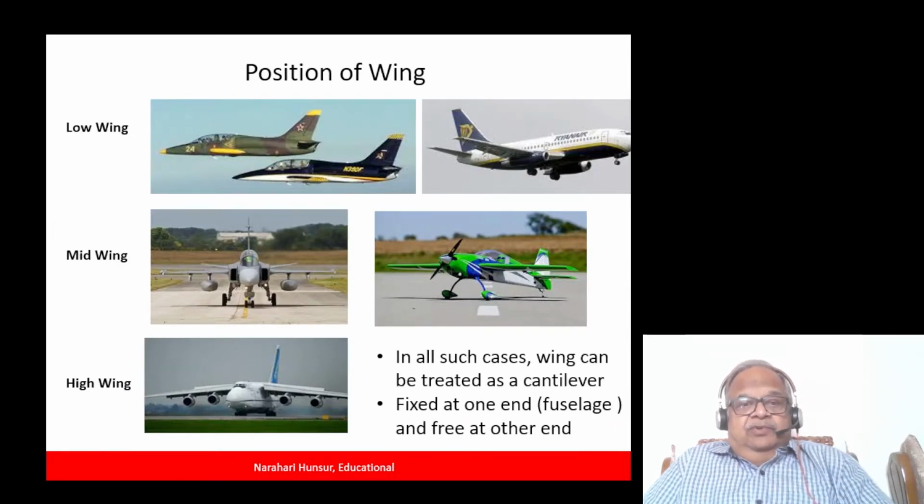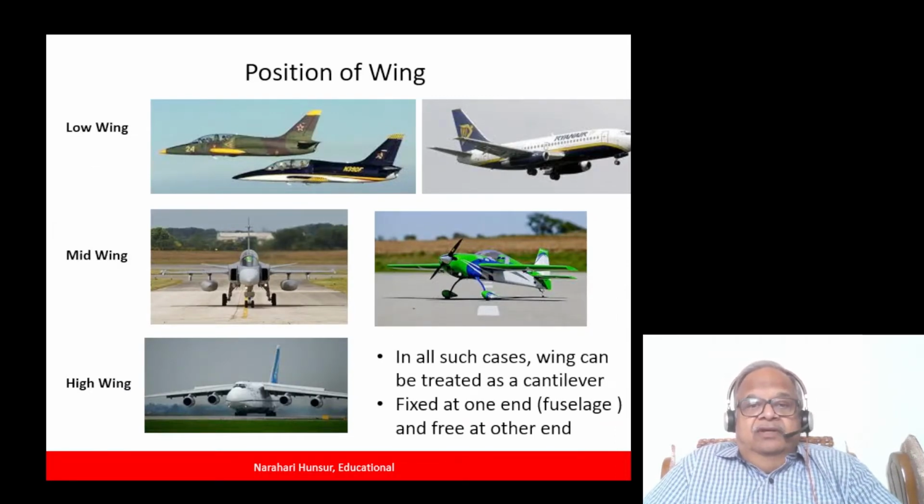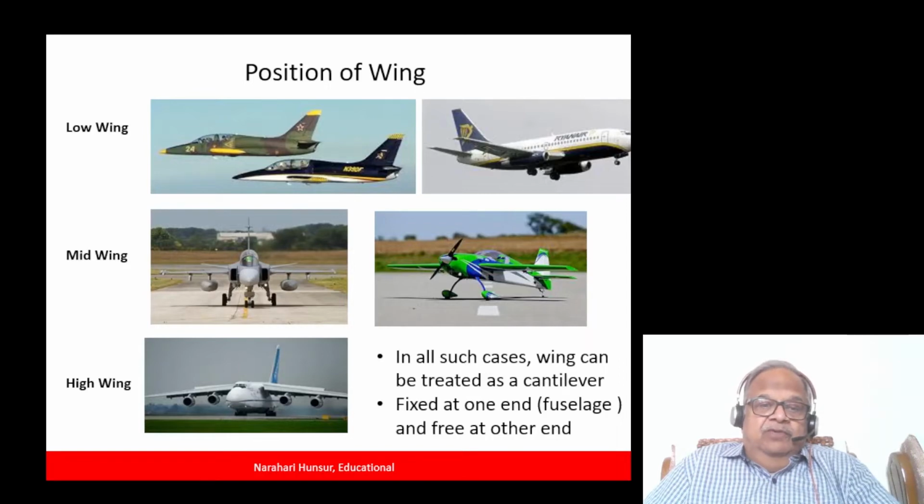So if you look at the position of the wing, as I said, you can have a low wing, and most of these commercial aircraft, the Boeings and Airbuses you see in our airports, are all low wing. The wing is low, below the center of gravity of the aircraft fuselage. You also have a mid wing, where the wing is close to the center of gravity of the aircraft, as in this case. And you also have what's called a high wing, where the wing is almost at the top of the fuselage.